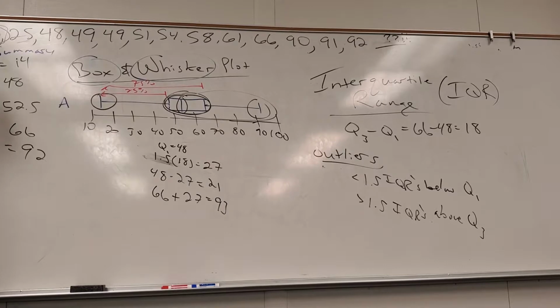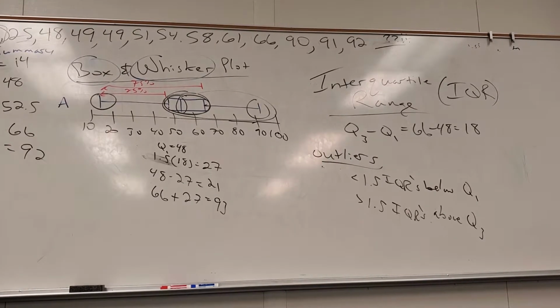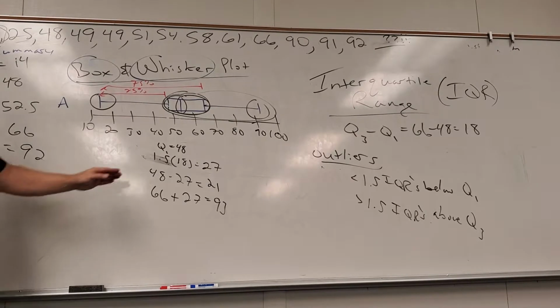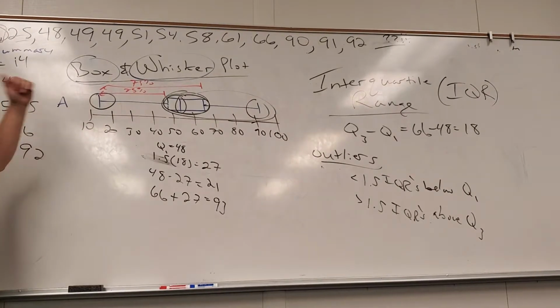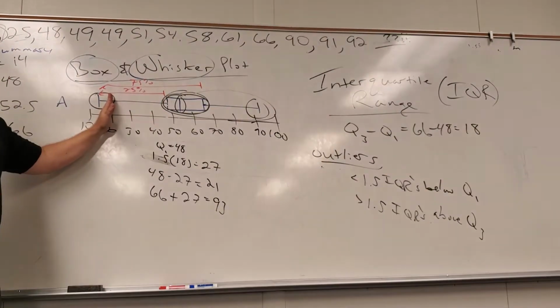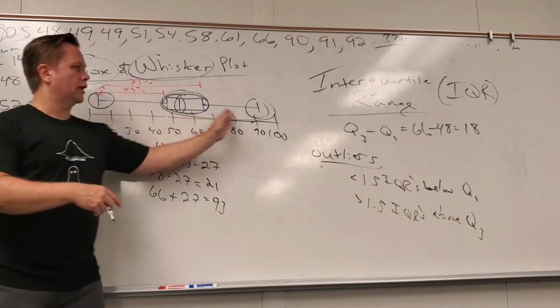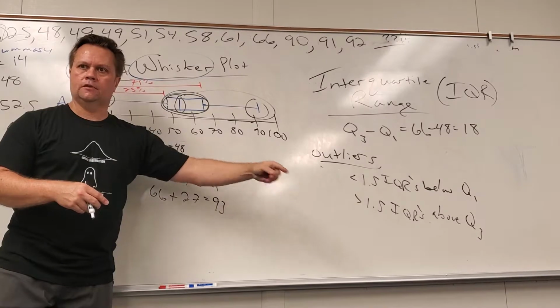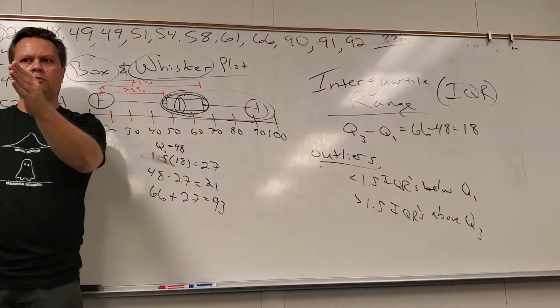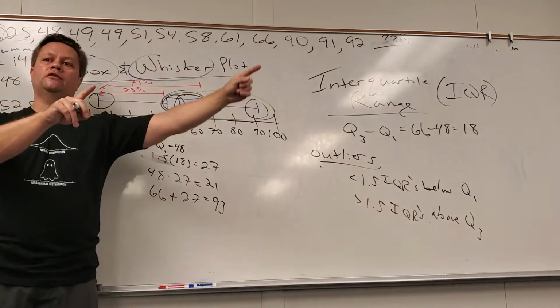Question, yes. So how do you know, because you did 66 plus 27, how do you know when to add and then when to subtract? So to get the abnormally low ones, you're going to subtract. To get the abnormally high ones, you're going to add. Oh, okay. So many steps below Q1, so subtract. So many steps above Q3, so add.